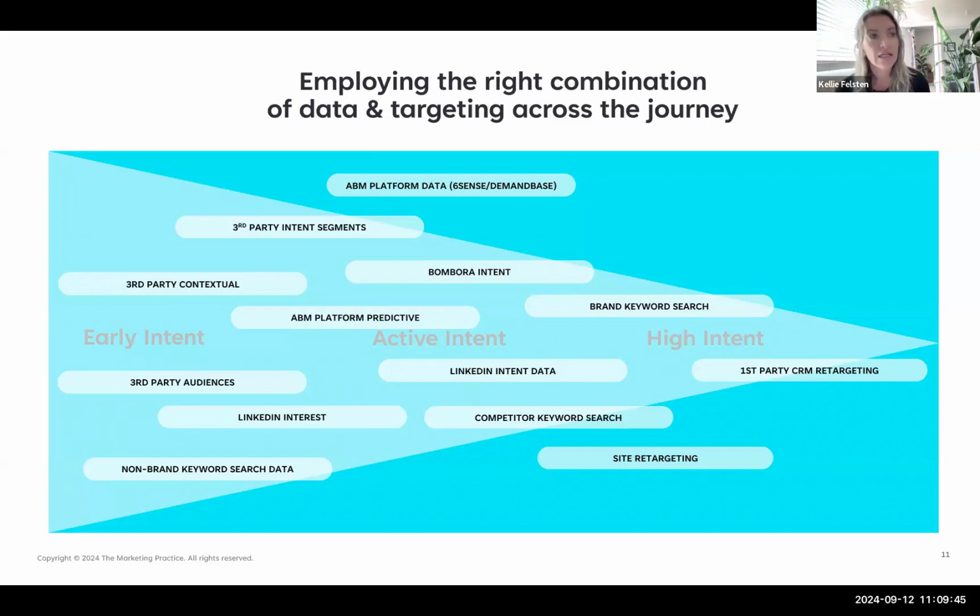Another good example here is leaning into the capabilities of platforms and having a full understanding of what you can do in those platforms.